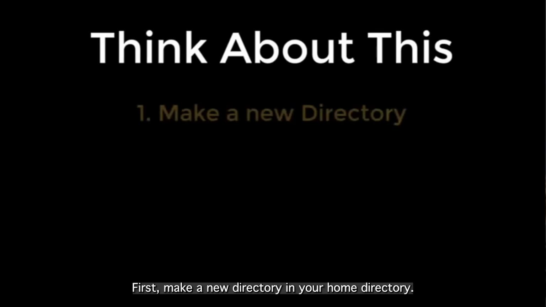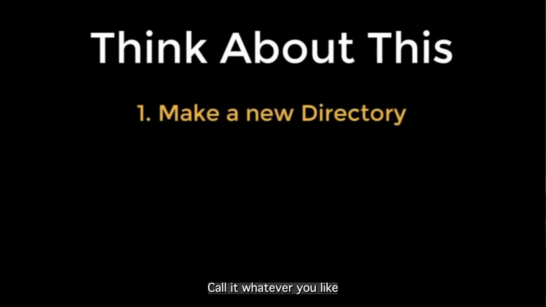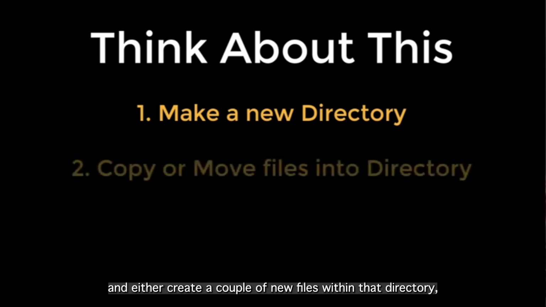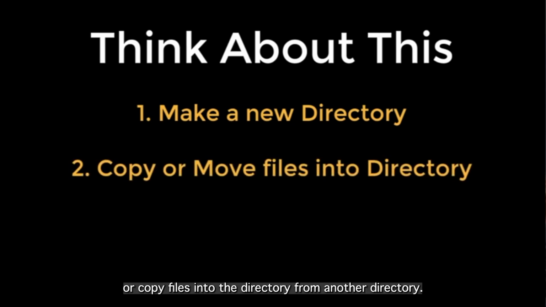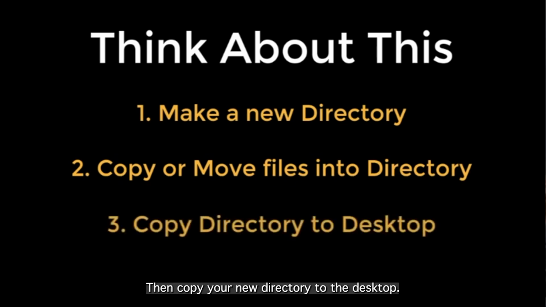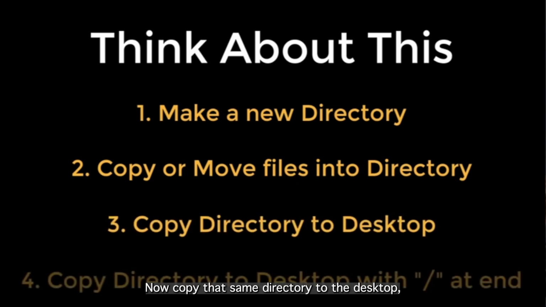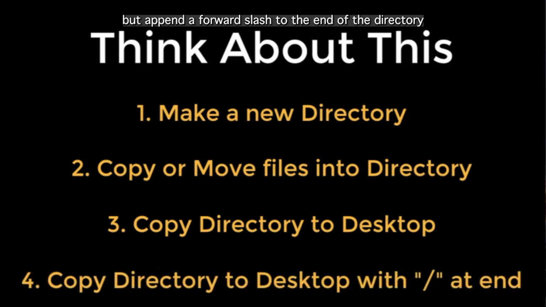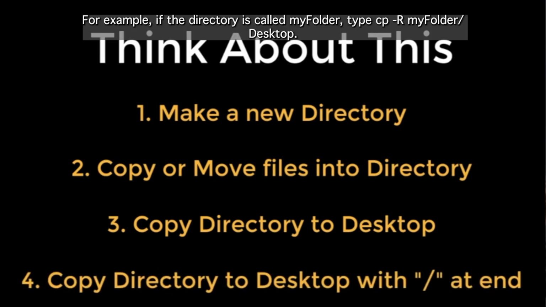First, make a new directory in your home directory. Call it whatever you like, and either create a couple of new files within that directory or copy files into the directory from another directory. Then, copy your new directory to the desktop. Now copy that same directory to the desktop, but append a / to the end of the directory that you are copying. For example, if the directory is called myfolder, type cp -r myfolder/ and then space desktop.